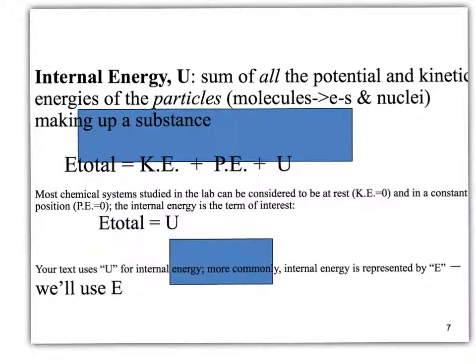But in chemistry, most of the time when we're working in a lab, we're going to be considering our kinetic energy to be 0, because the system that we're studying will be at rest. And it's going to be in a constant position. So the potential energy is 0. So what we will be mainly concerned about is E total, which is the internal energy.